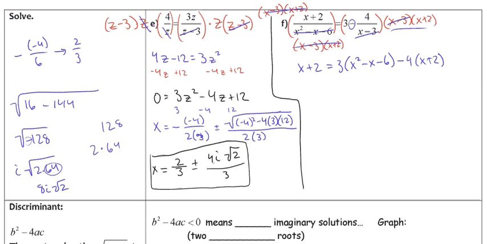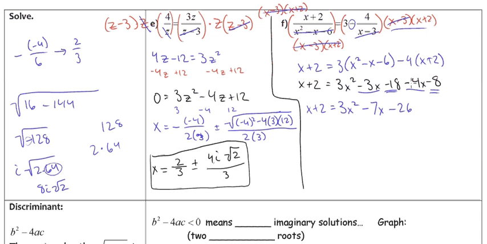Alright, let's go ahead and simplify that. Lots to simplify. Right now I'm not even going to subtract anything from both sides. I'm just cleaning it up a bit. So 3x squared minus 3x minus 18 minus 4x minus 8. And continue to clean that up. So x plus 2 is equal to 3x squared. And now we have negative 3x and negative 4x, that's negative 7x, and negative 18 and negative 8, that's negative 26.